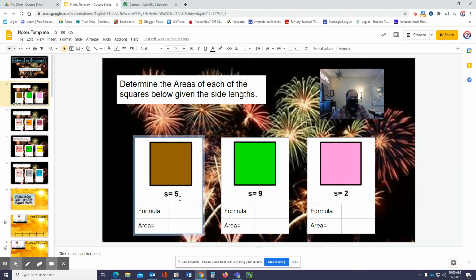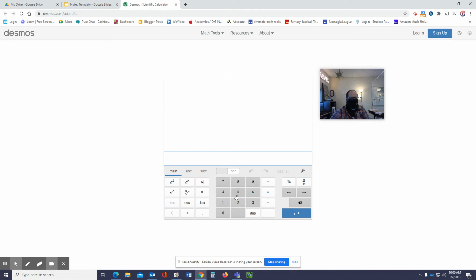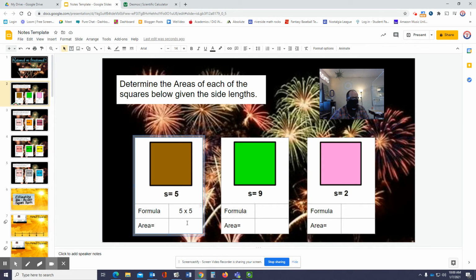So the first thing I'm going to do, where it says formula down here, I'm going to take my side length and multiply it by itself. So I'm going to type in here 5 times 5. Again, you'll notice that the 5 is repeated twice, because that's a side length. If you don't know what 5 times 5 is, go to the Desmos calculator and just type in 5 times 5, and you get 25. So the area of our first square is 25, and type in 25 there.